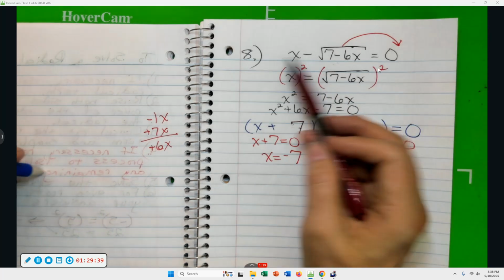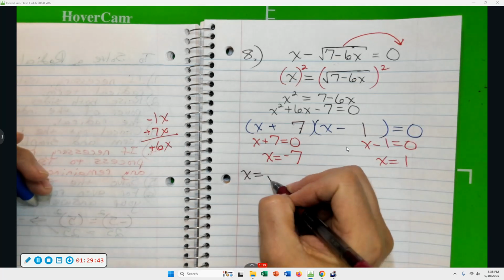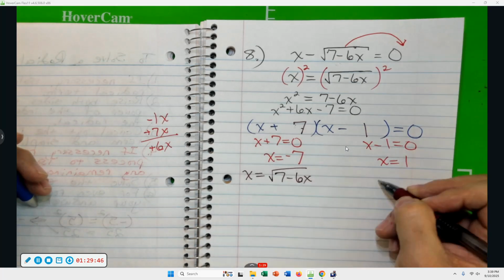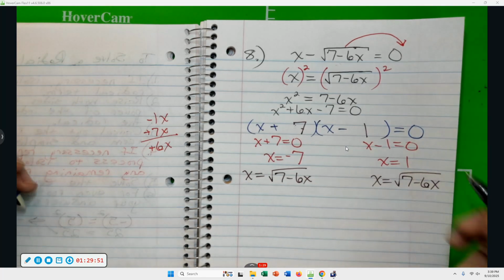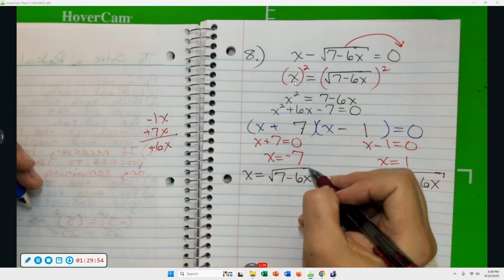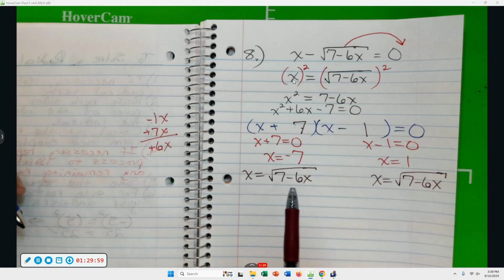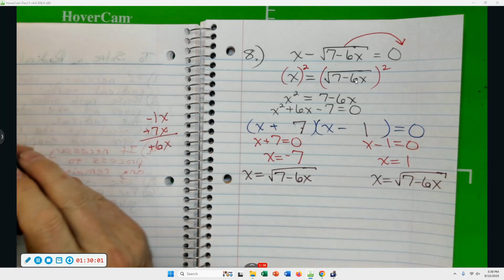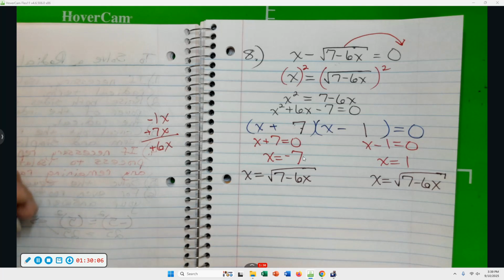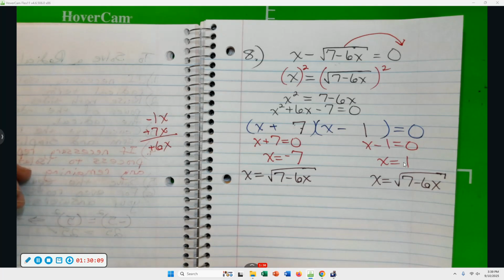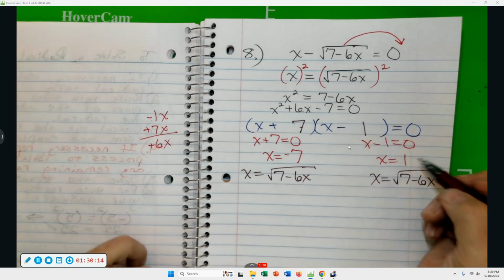What did we have when the radical was isolated? We moved that over. It was x equals the square root of 7 minus 6x. Isn't that what we had before we squared both sides? My advice to you, for ease of checking, use the isolated radical form. And you'll see why I'm going to do that. What number do you think will be easier to plug in, -7 or +1? Surely +1 is easier, right? Let's do this one first.